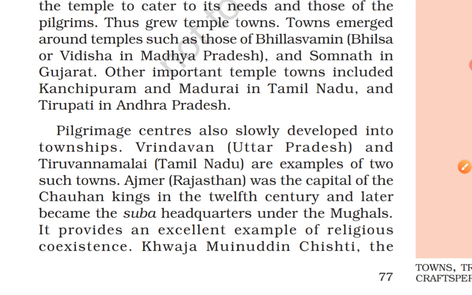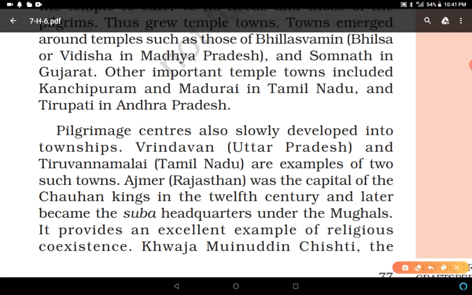Pilgrimage centers also slowly developed into townships, because these centers became the hub of the economy. Again, different kinds of people gathered there, and they started trade, shopkeeping, etc. Like Vrindavan, a pilgrimage center in UP, famous for god Krishna, the place related to god Krishna in Hindu mythology. And Thiruvannamalai in Tamil Nadu, as we have seen in the map of India a short while before, are examples of two such towns.